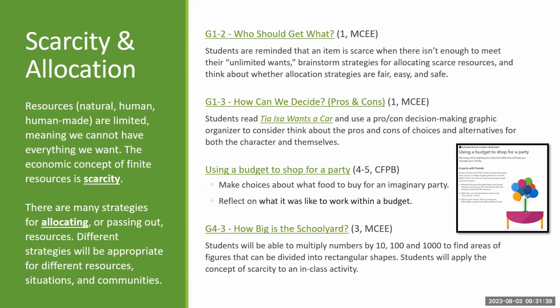How big is the schoolyard? I believe that's labeled a third grade. Boy, this slide. This is a fourth grade lesson on scaling, which I don't know about you, but scaling gave me headaches when I was teaching math. So we're multiplying by powers of 10 at this point to find the area of our schoolyard. We're looking at, hey, we have some chance to change our schoolyard. We can make courts, we can make fields, like what should we do? So scaling those different areas and then applying the scarcity of that space to an in-class activity.